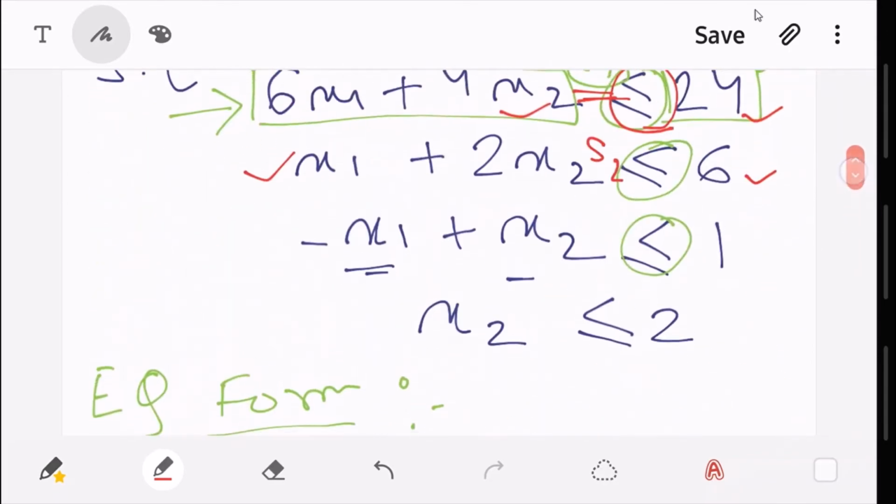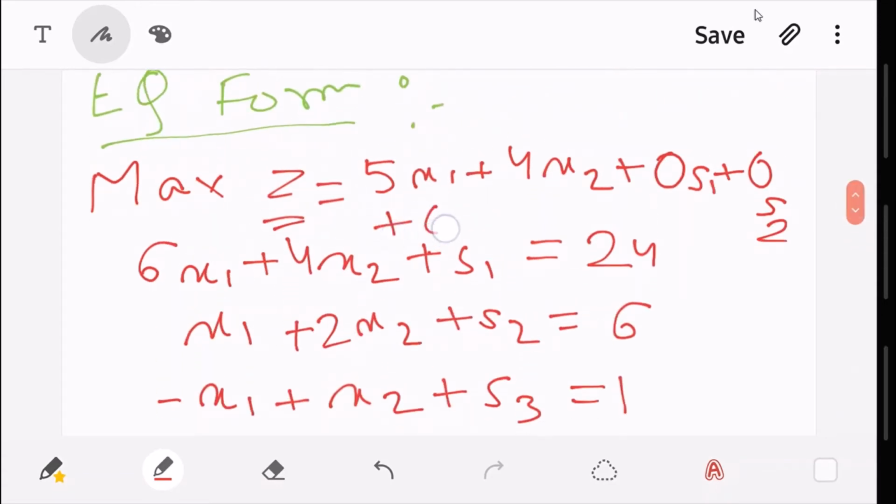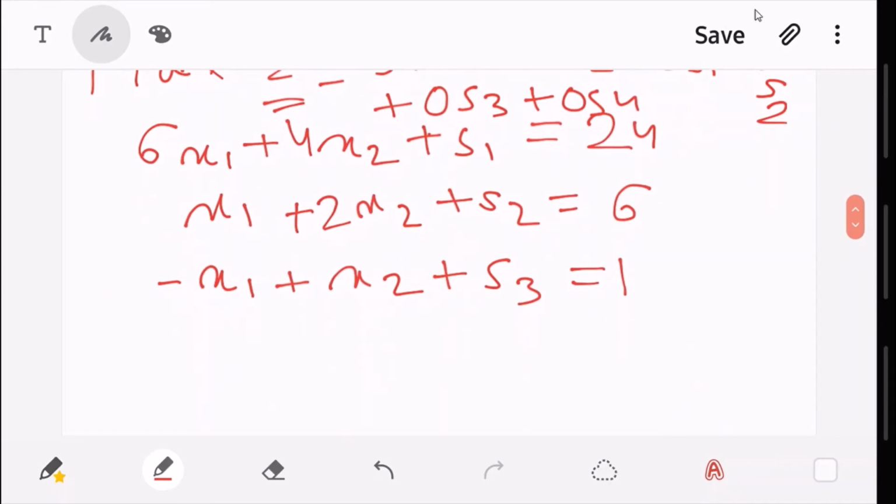Similarly, for the third equation, minus x1 plus x2 plus some slack variable is equal to 1, and again here plus 0 s3, and then plus 0 s4 for the fourth constraint, that is x2 plus s4 is equal to 2.